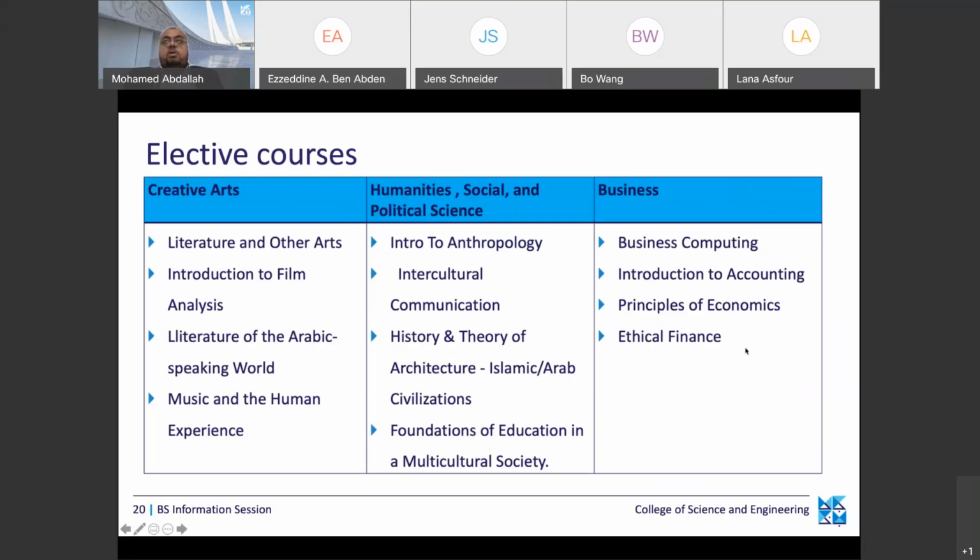And by the way, these courses can be taken at any of the Education City branch campuses here. For example, some of these courses are offered at Northwestern, some of them are offered at Virginia Commonwealth, some of them at Georgetown. So this is the nice thing about our program. You can take these courses at whichever branch campus you like here at Education City.